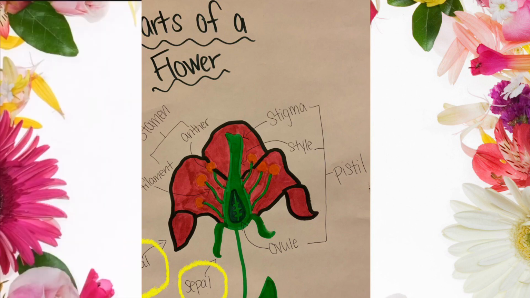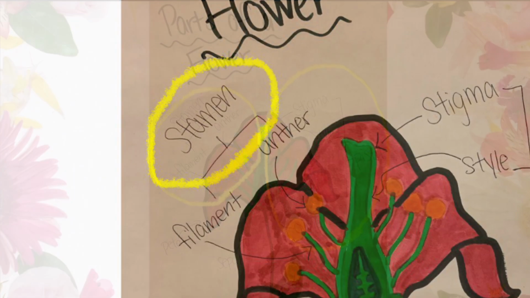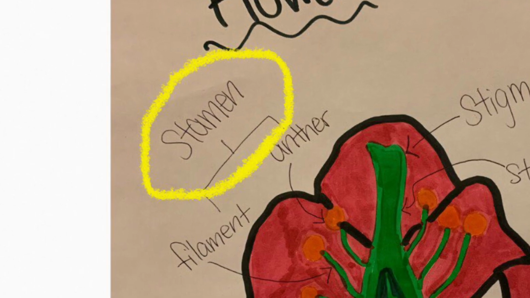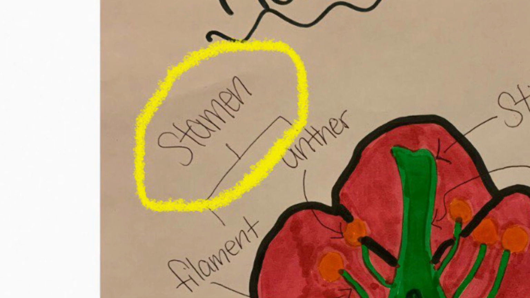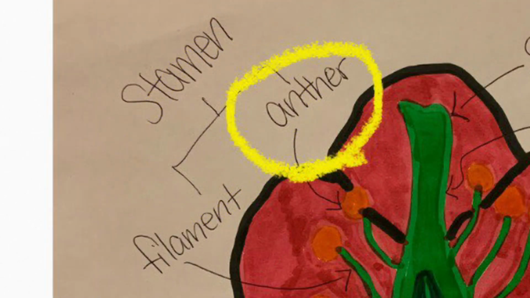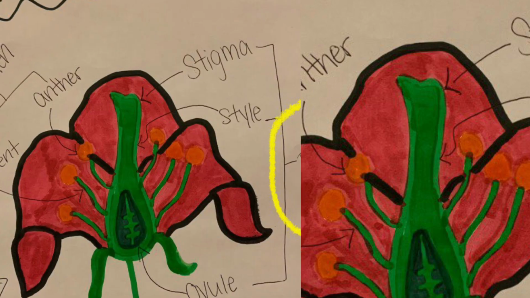Therefore, we are going to focus on these two big areas, the stamen and the pistil. First, let's look at the stamen. The stamen of a flower is where the pollen is produced or created. The stamen has two parts, the filament and the anther. The anther is the part that creates the pollen. The filament, on the other hand, is like the body of the anther. The filament is a thin structure that supports the anther.